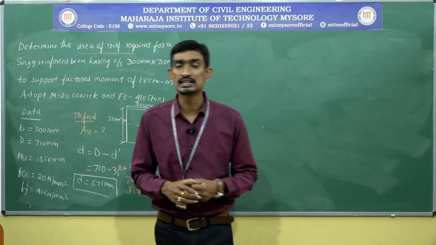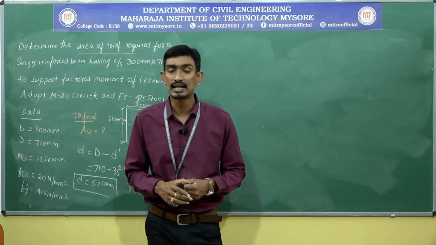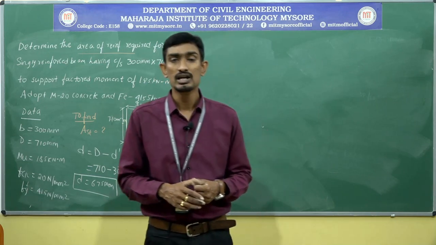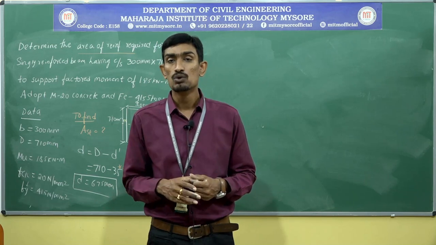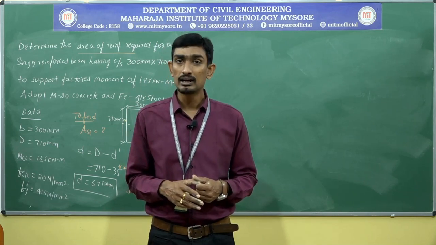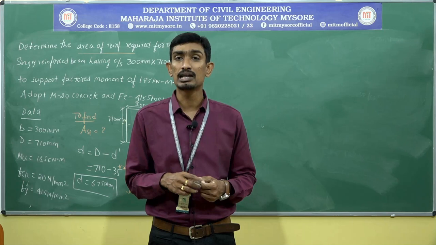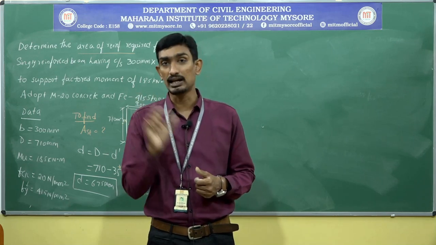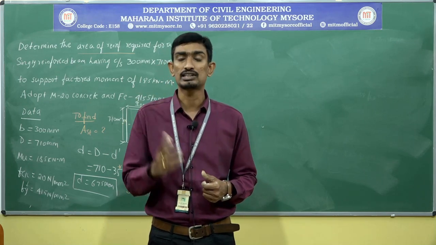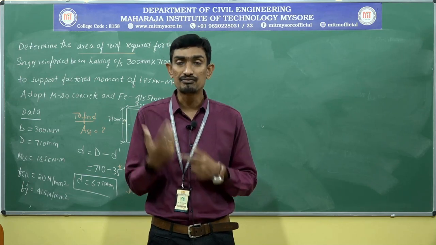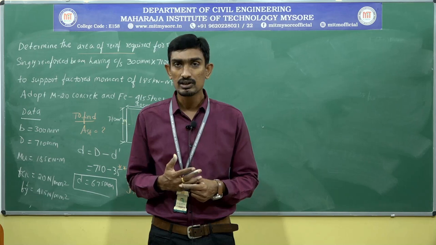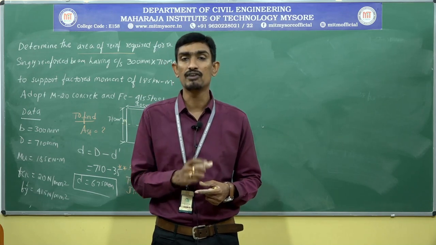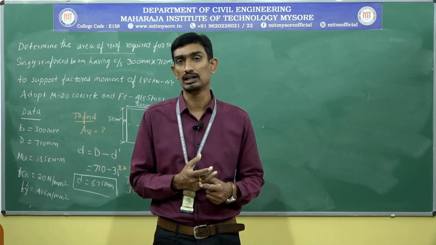If Mu is lesser than Mu lim, then the section is called under reinforced. If Mu is greater than Mu lim, then the section is called over reinforced. But in type 1, we were deciding based upon xu and xu max. Here xu and xu max cannot be found, because Ast is unknown. Hence, we are going to use an alternate way to decide the section.